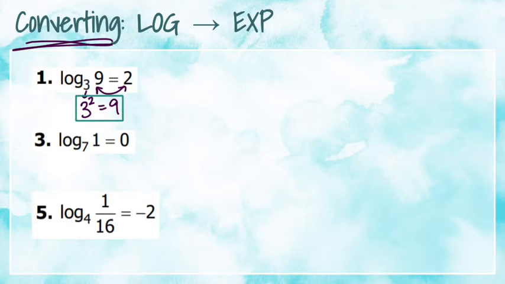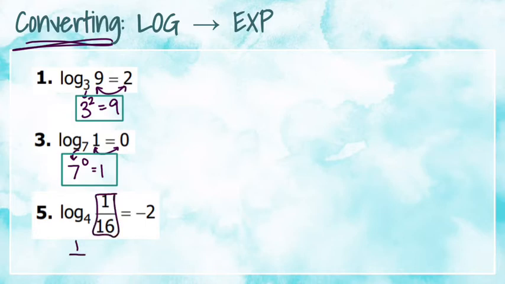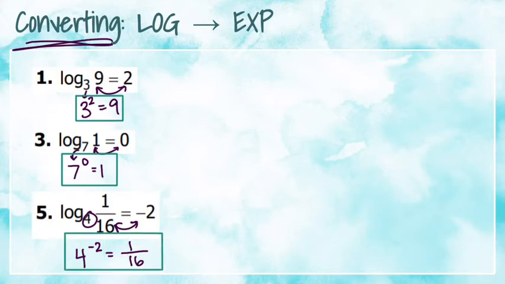Then for number 3, we're going to have 7 to the 0 power equals 1. The bases stay the same, and these two switch order. All right, number 5. Once again, the bases stay the same. That is not the base. Wow, Miss Schwartz, way to go. This is the base. The base stays the same. These two switch order. So 4 to the negative 2 power equals 1 over 16. And that is our answer.